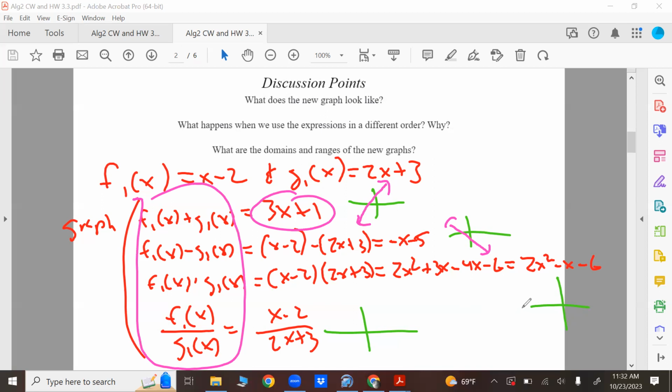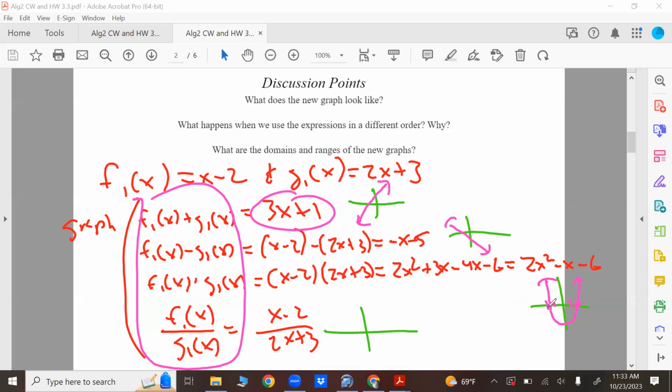How would you go about graphing the parabola? Is it opening up or down, by the way? Opening up. And where's it crossing the x-axis? And what's the y-intercept here, by the way? Negative 6. Good. Okay. So again, rough sketch, right?